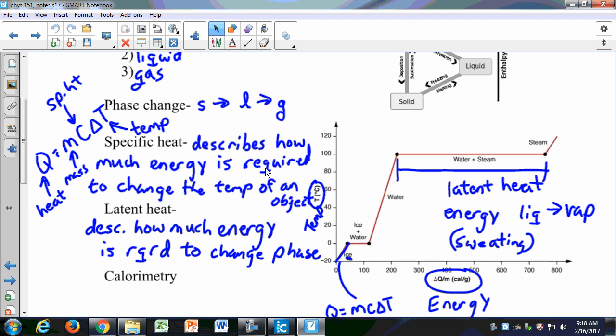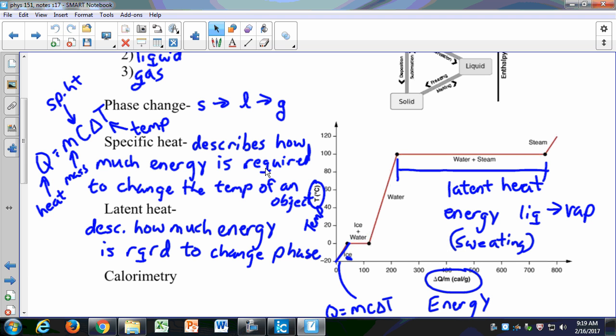We have energy that's pouring into this substance, and when it's just going up to the freezing point in this case, it just increases the temperature. So if I have ice at negative 20, if I put in energy, I raise its temperature up to zero. And then I have to put in extra energy. This is the latent heat.